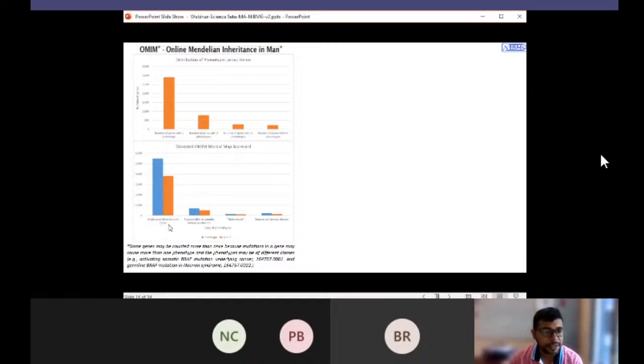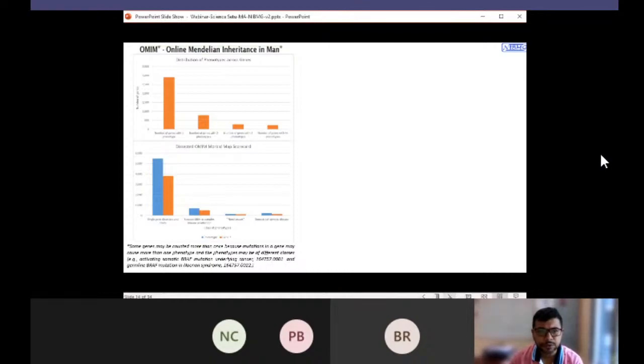The same thing, single gene disorders and traits. Here the blue is phenotypes and the amber is genes. You can see that susceptibility to complex diseases of infection is also there. Some genes may be counted more than once because mutations in a gene may cause more than one phenotype, and the phenotypes may be of different classes.